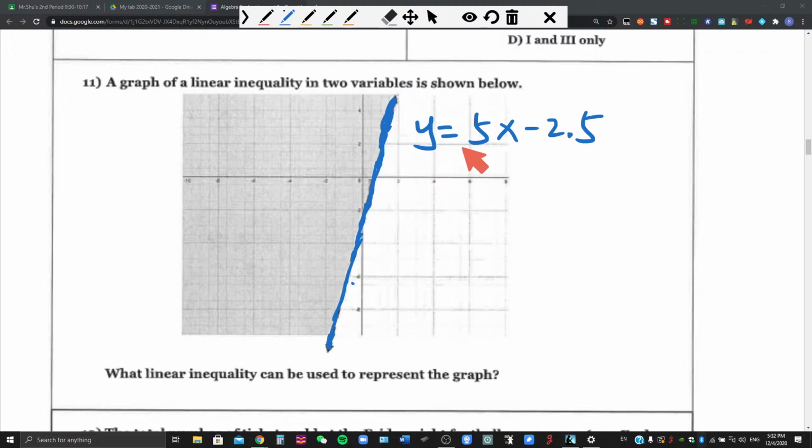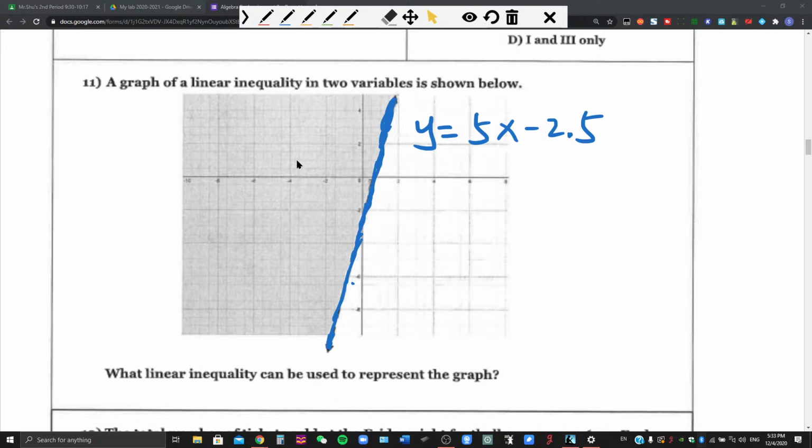And hold on. Okay. All right. So this edge is 5x subtract 2.5. Yeah. Thank you.